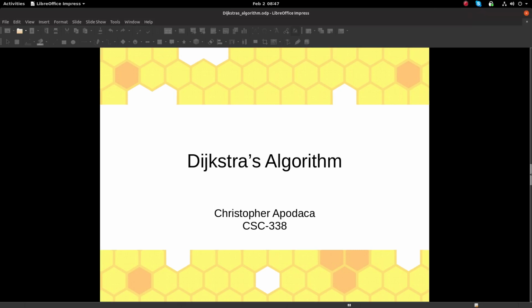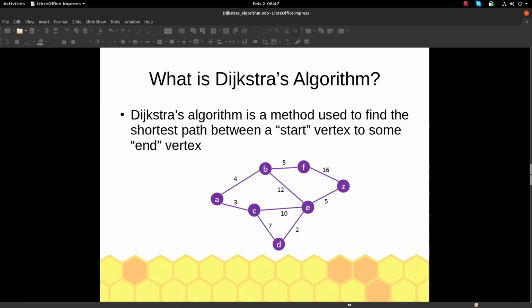I'm Christopher Apodaca, and I'm going to be covering the ins and outs of Dijkstra's algorithm. Dijkstra's algorithm is a method employed to find the shortest distance between any 2 points on a graph of weighted vertices. These vertices, or nodes as some people tend to call them, are connected by what are known as edges. Indicated by lines with corresponding numbers associated with them, each one of these edges is weighted. That is to say, they have some kind of cost associated with them, and Dijkstra's algorithm can be used to find the least cost path between any given vertices.